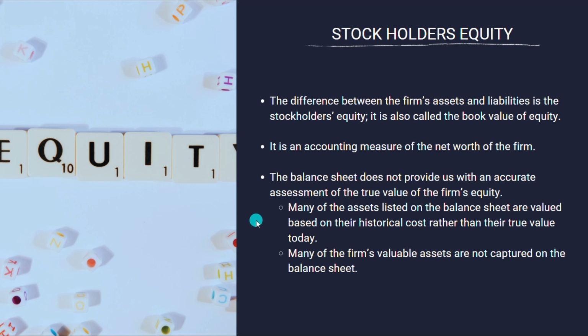A second and probably more important problem is that many of the firm's valuable assets are not captured on the balance sheet.